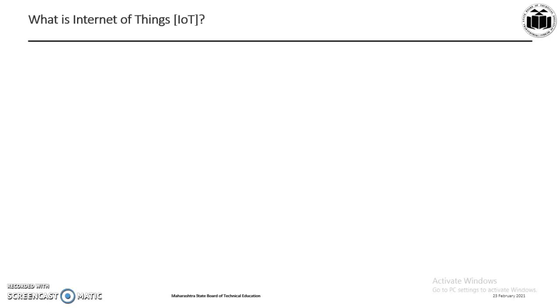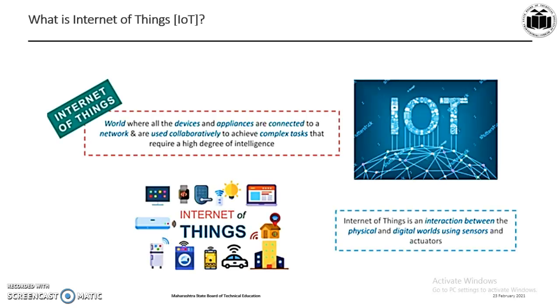Now, let us understand first of all what is Internet of Things. So what is Internet of Things? That is IoT. It is a network of physical objects or things that are embedded with electronics, software, sensors and network connectivity that enables the objects to collect and exchange data. For example, smartphones and ovens can be connected to the internet and can communicate or share data by using a common language.